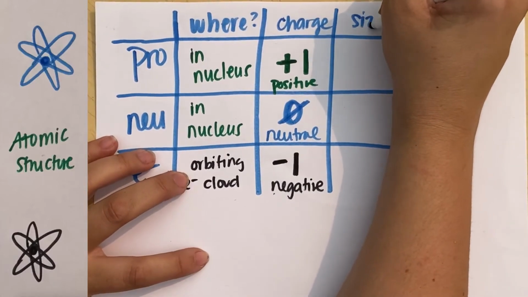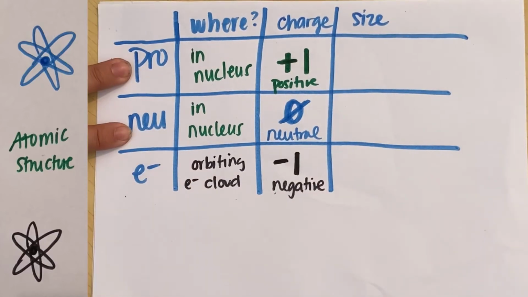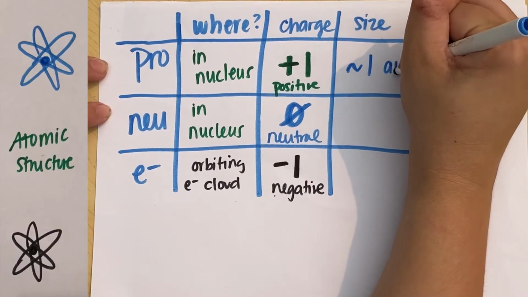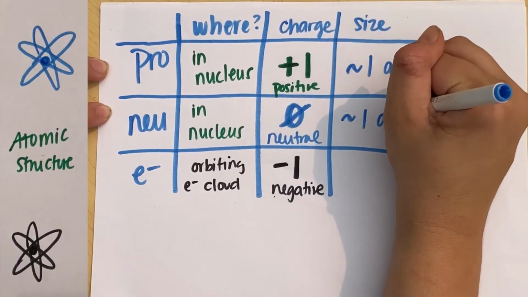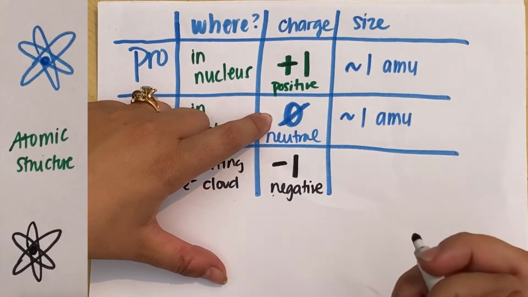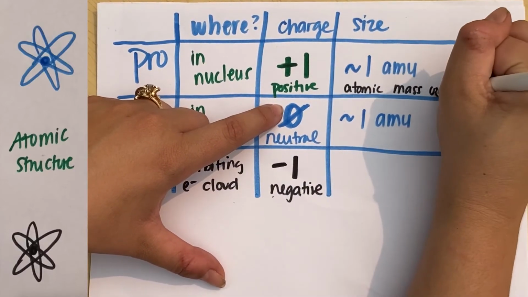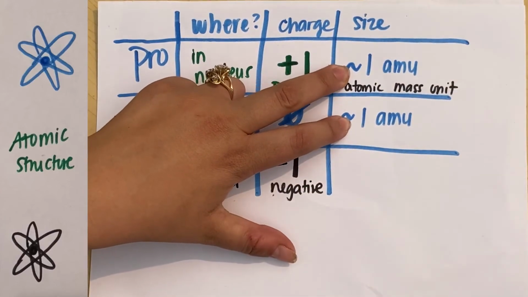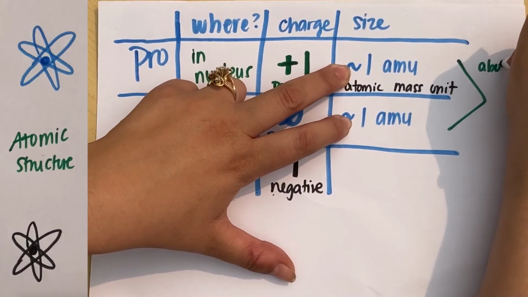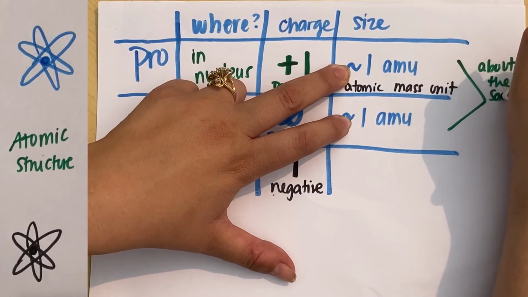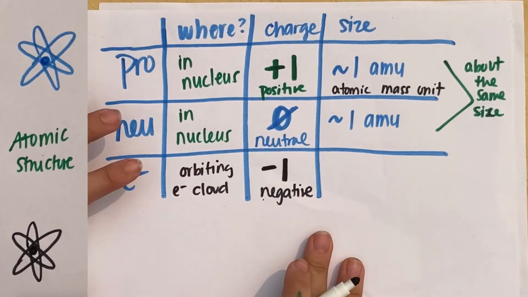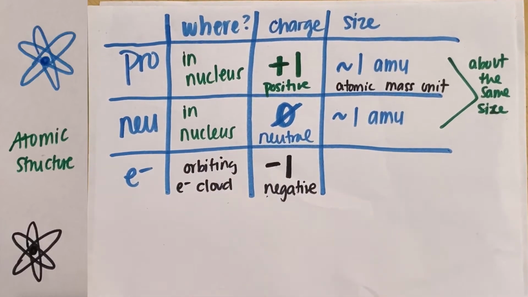And then their size. Protons and neutrons have relatively the same size, so these are going to be about 1 AMU. This stands for atomic mass unit. What this means is that protons and neutrons, these guys are about the same size, protons and neutrons.